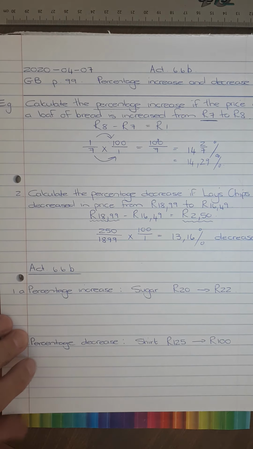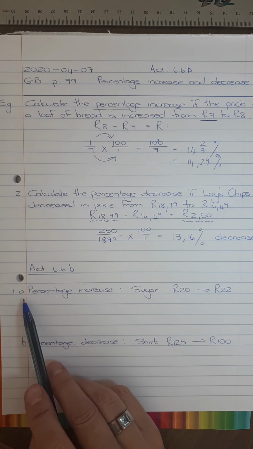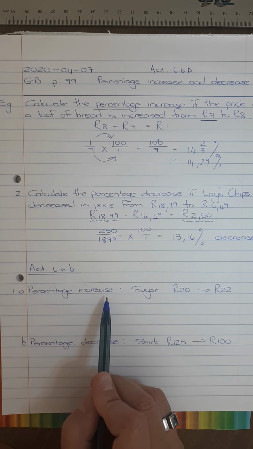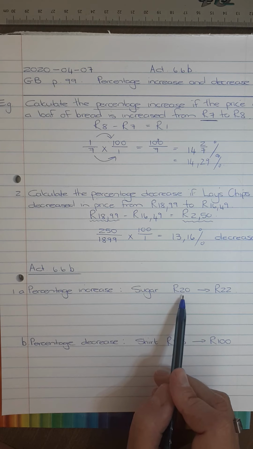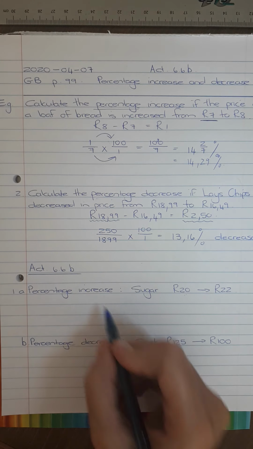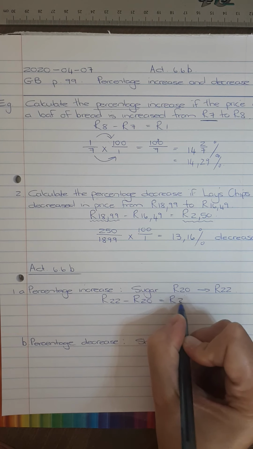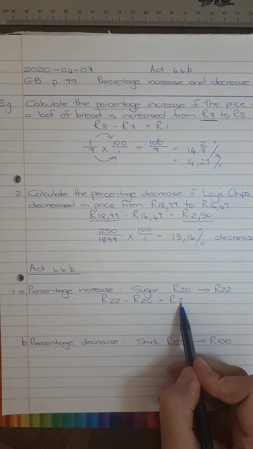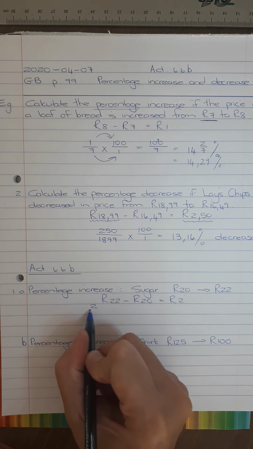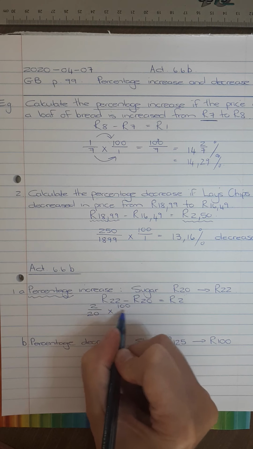Now, the work that you need to do today is activity 6.6b. The first one, number 1a, they say, calculate the percentage increase if the price of a packet of sugar goes from 20 Rand to 22 Rand. First thing that I work out, the difference between 20 and 22 Rand. So I say 22 minus 20, that gives me 2 Rand. That's my difference. I take the difference and put that on top of the original price of the sugar. So that gives me 2 on 20. And to find the percentage, I've got to say times 100 over 1.